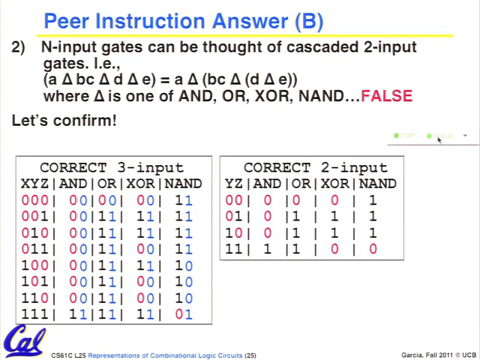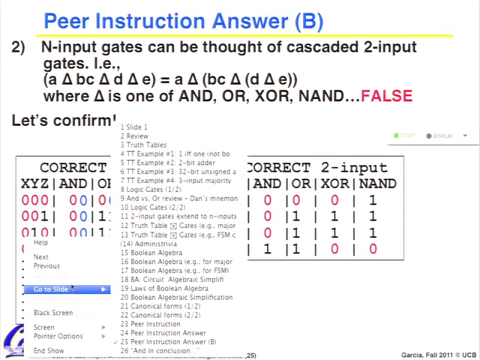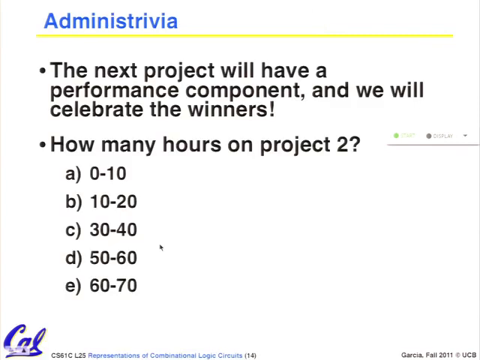I'm early. I want to show you this. Go to my hidden slide I didn't show. Yay. So the next project is going to have a performance component, and we are going to celebrate the winners. The next project is about making the fastest piece of code ever. And I also want to do a check. I did this at the end of project 1.